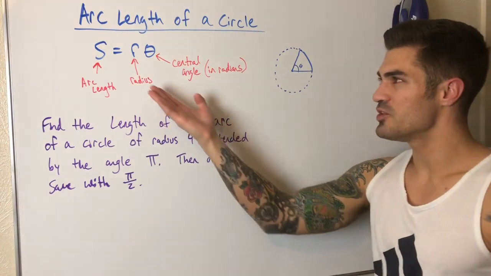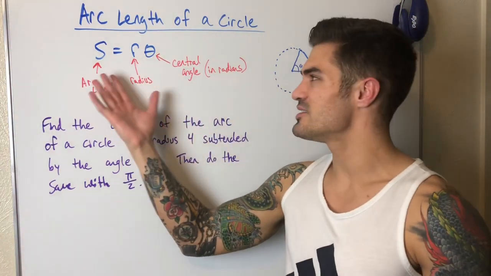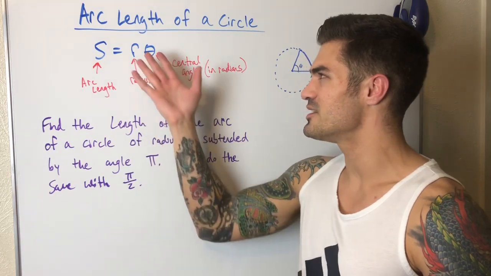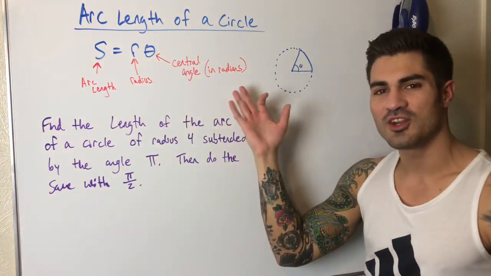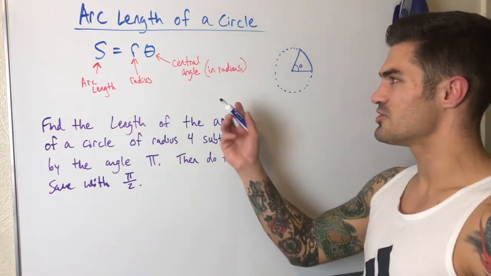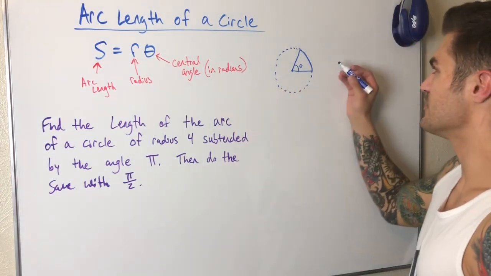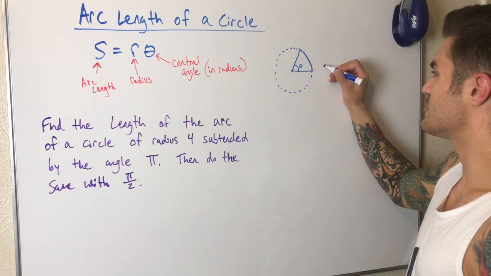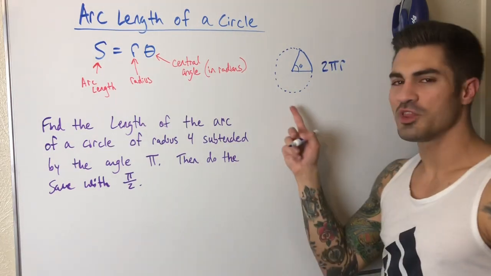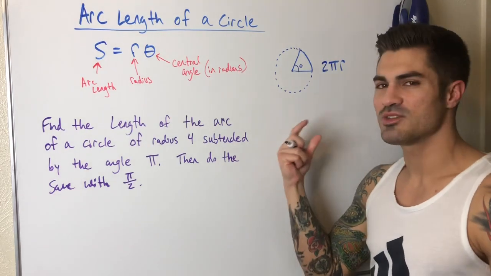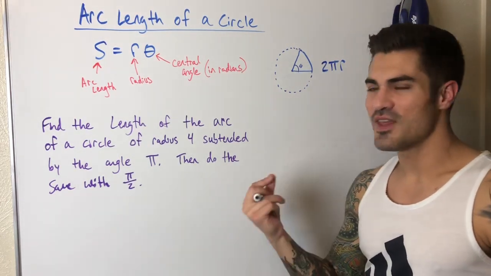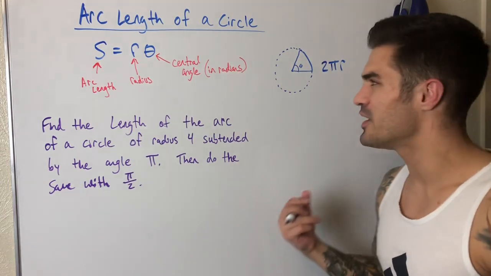So this formula you can memorize probably pretty easily. S equals R times theta. That's not too bad, where S is arc length, R is radius, theta is your central angle in radians. It's pretty simple to see where this comes from. It actually comes from the circumference. Circumference equals 2 pi r. Well, we don't want the full circumference. We want a piece, a fraction of the circumference. And again, how much of the circumference we need depends on theta.